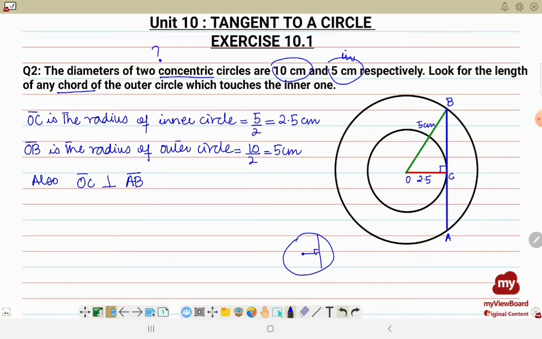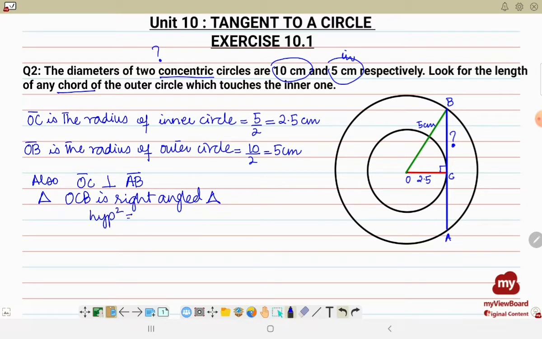So what does this tell you? That AC and BC are equal, the same, right? So to find the length of the chord, if we find this and double it, we will get the length of the whole chord. Now if you see, triangle OCB is a right angle triangle, and for a right angle triangle we can easily apply Pythagoras theorem, which is hypotenuse square is equal to base square plus perpendicular square, right? So hypotenuse here is 5 squared, that is equal to base 2.5 squared, perpendicular is BC squared, right?